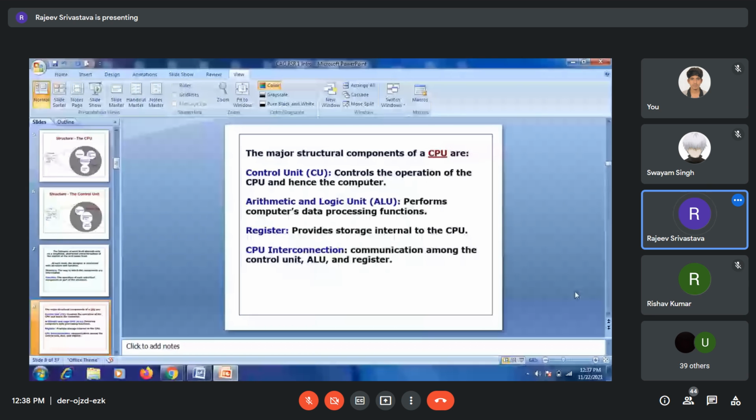Registers provide storage or memory internal to the CPU. So these registers are given a special name because they are also a memory, but they are given a special name because they are inside the CPU. They work very fast as compared to other memory. So registers are just given a specific name because they are within the CPU, and they are very fast.